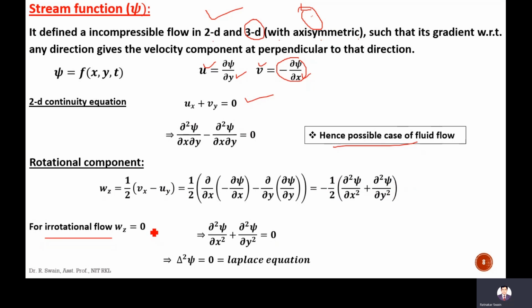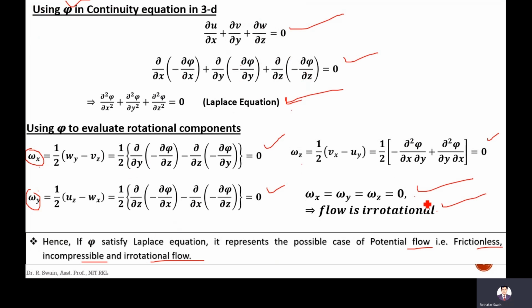For irrotational flow, this is 0. So del square psi by del x square plus del square psi by del y square is 0. That means the Laplace equation. Automatically, it is not satisfying this term, like in this phi, the rotational components are 0. If it satisfies the Laplace equation, then it is an irrotational flow.